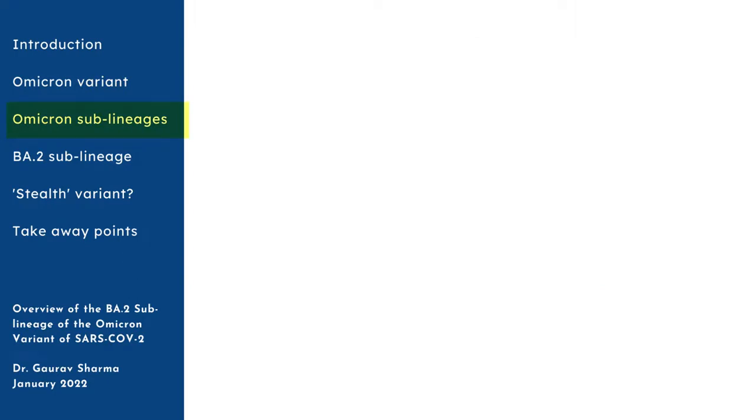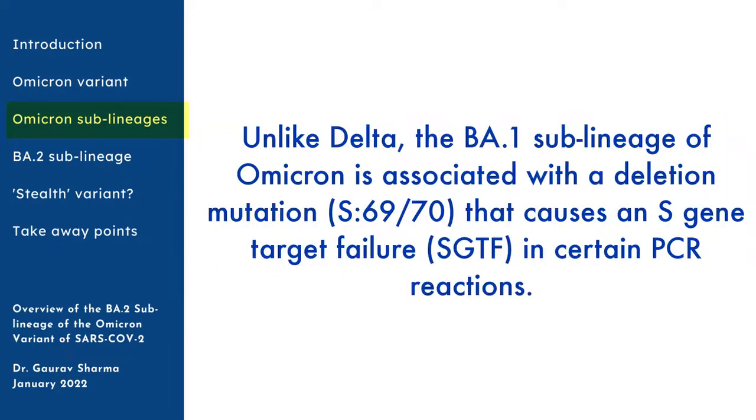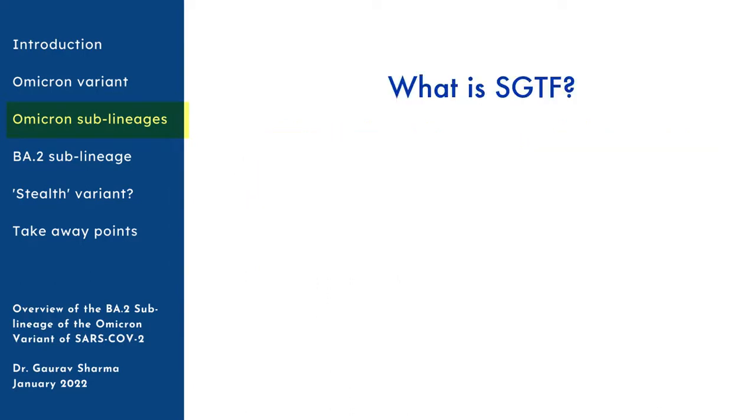Omicron sublineages. The Omicron variant has 3 major sublineages, BA.1, BA.2, and BA.3. The BA.1 sublineage is the most frequent with the typical Omicron mutations. Unlike the Delta variant, the BA.1 sublineage of Omicron was associated with a deletion mutation S69/70 that causes an S gene target failure, or SGTF, in certain PCR reactions.